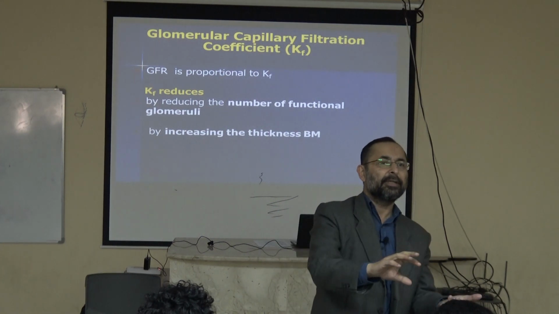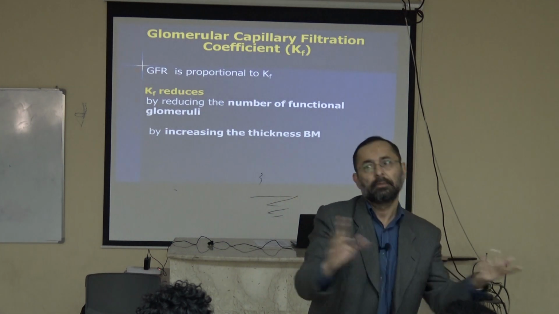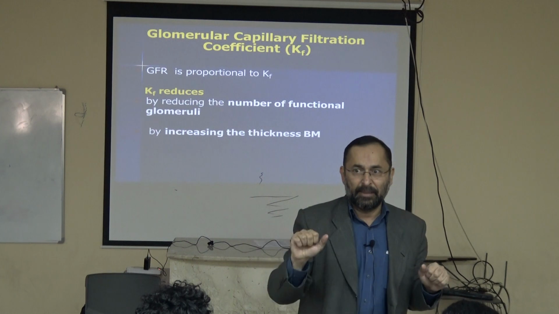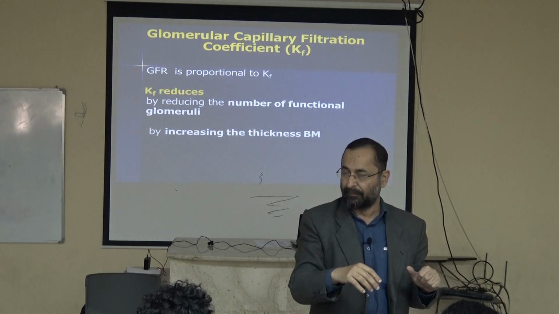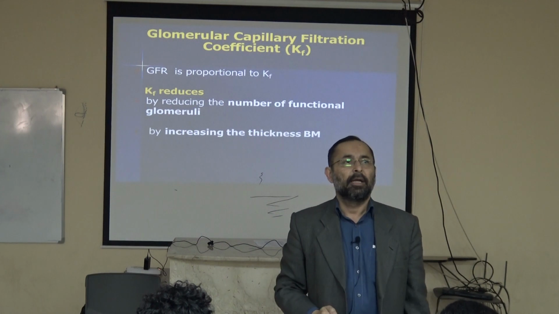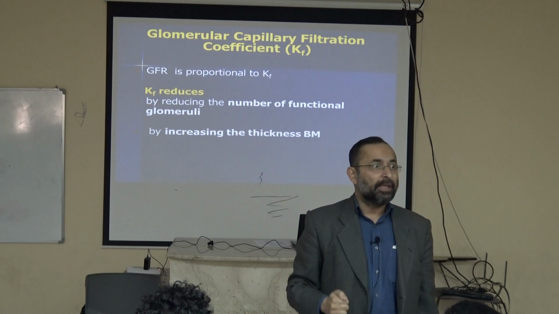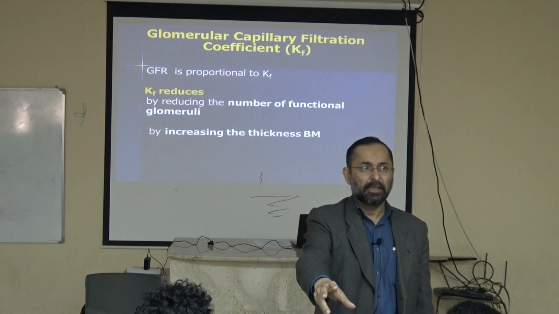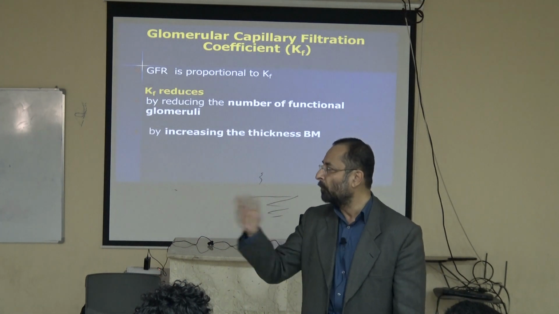Now KF can be reduced in two different ways. What are these two different ways? Permeability. Some diseases mainly target the permeability, and some diseases target the surface area. For example, a person comes with a damaged kidney and you need a certain operation, and during the operation you find that the kidney has to be removed, it's completely damaged. So you do the nephrectomy and remove one kidney.